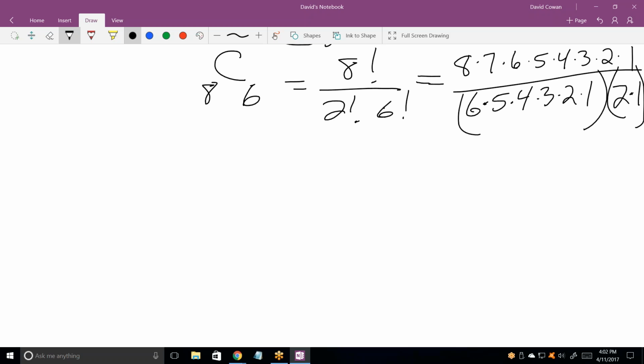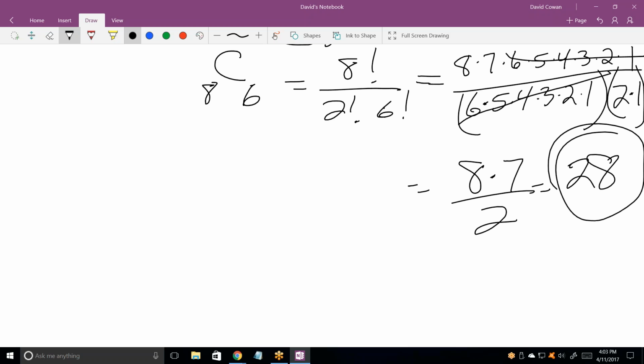Well, notice how this works. The 6 factorial cancels out that 6, so what I really end up with is 8 times 7 divided by 2. That's definitely the answer to my problem. In other words, 8 choose 6 is 28. So you can cancel out the remainders of it. That's why I wanted to show you that.